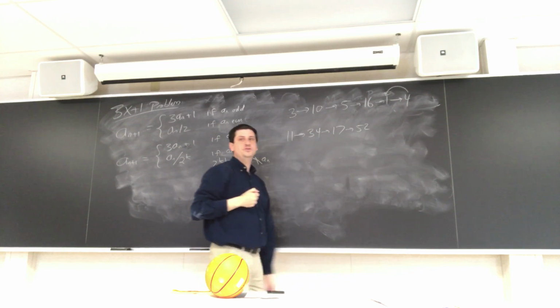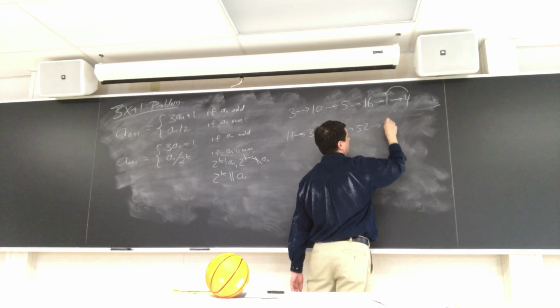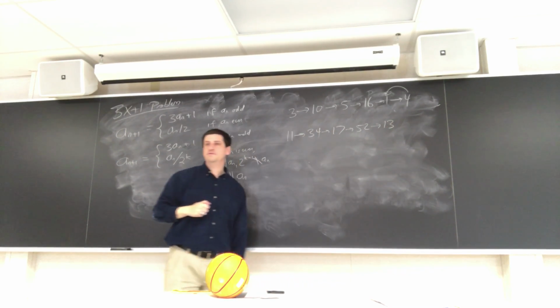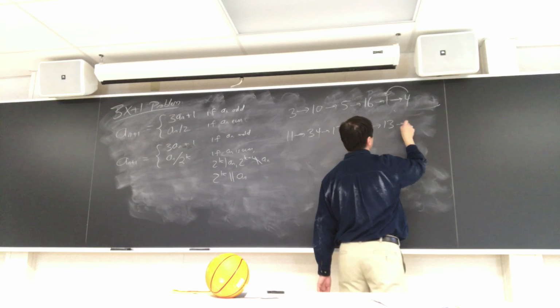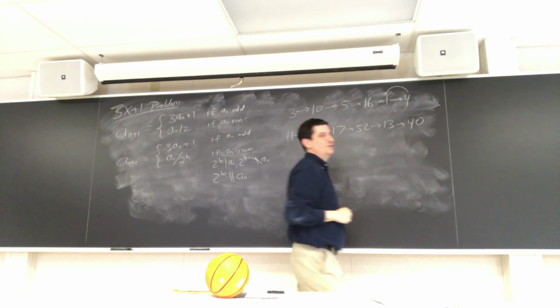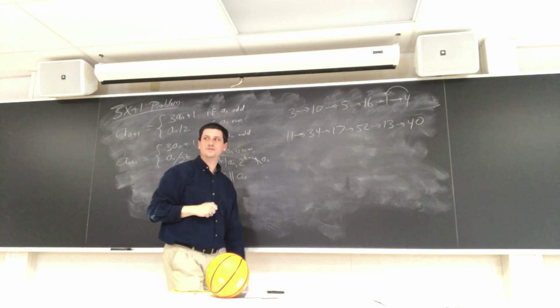52 is even. Divide by 2, get 26. Divide by 2 again, get 13. 13 is odd. Multiply by 3, add 1, get 40. And what do you get from 40? Where does 40 go? 5.